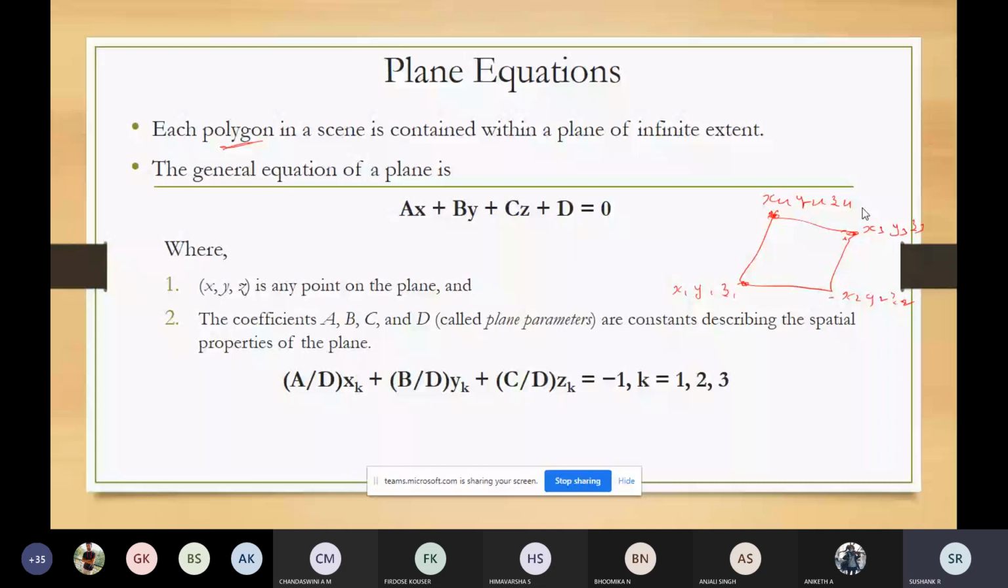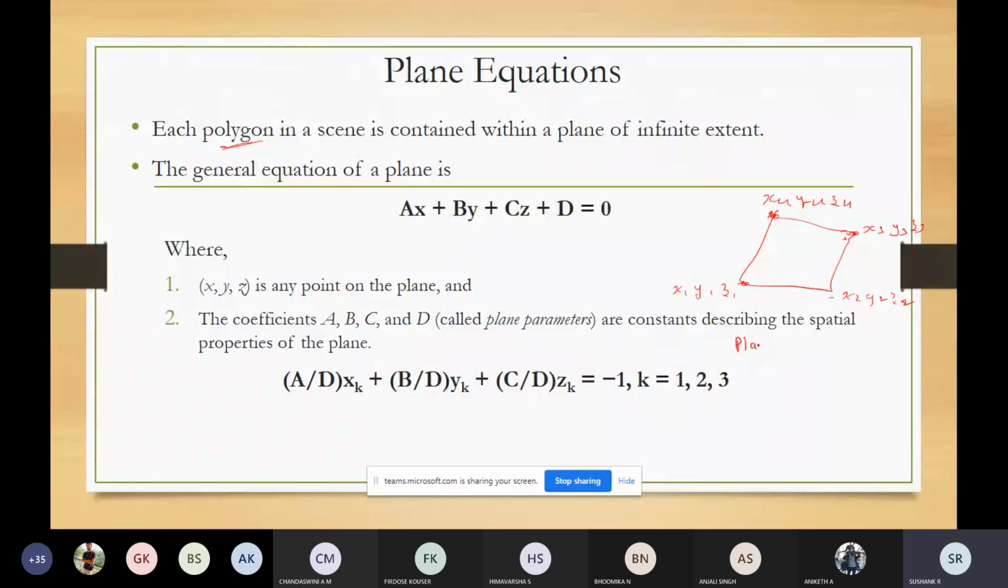And a, b, and c are the coefficients, which we will call the plane parameters. Now you want to obtain the values of a, b, c, and d. The values of a, b, c, d can be obtained by solving the plane equations.